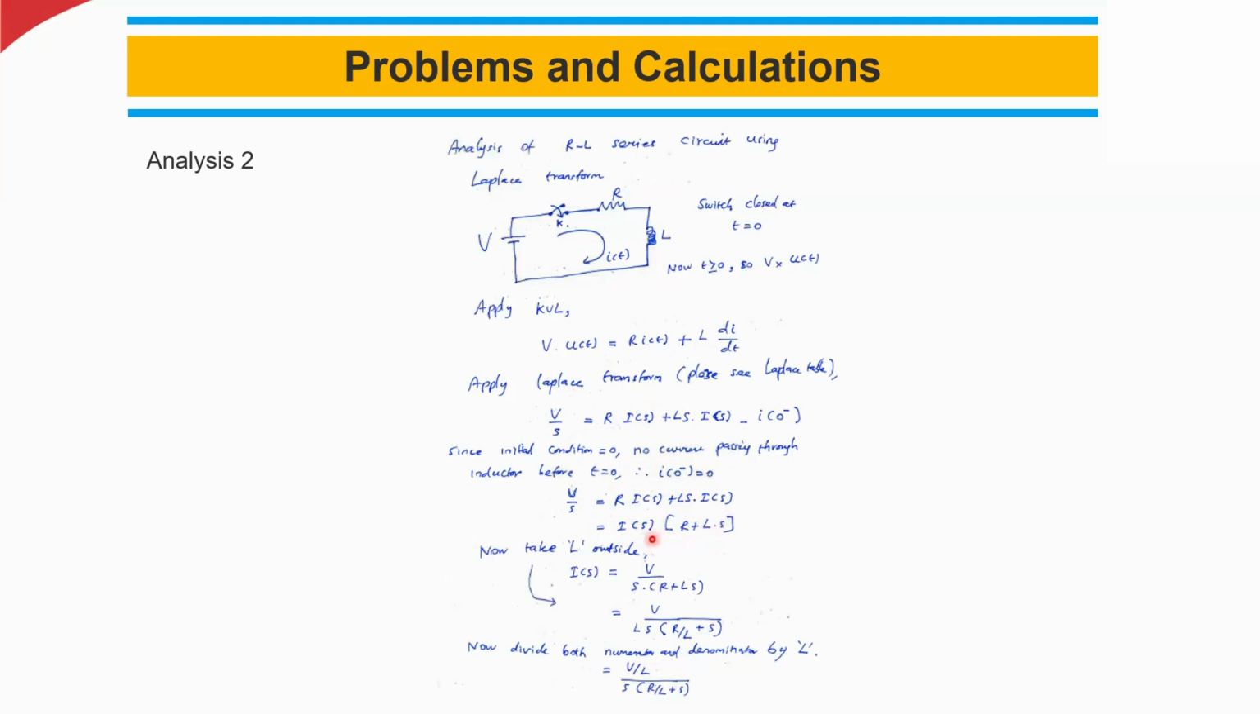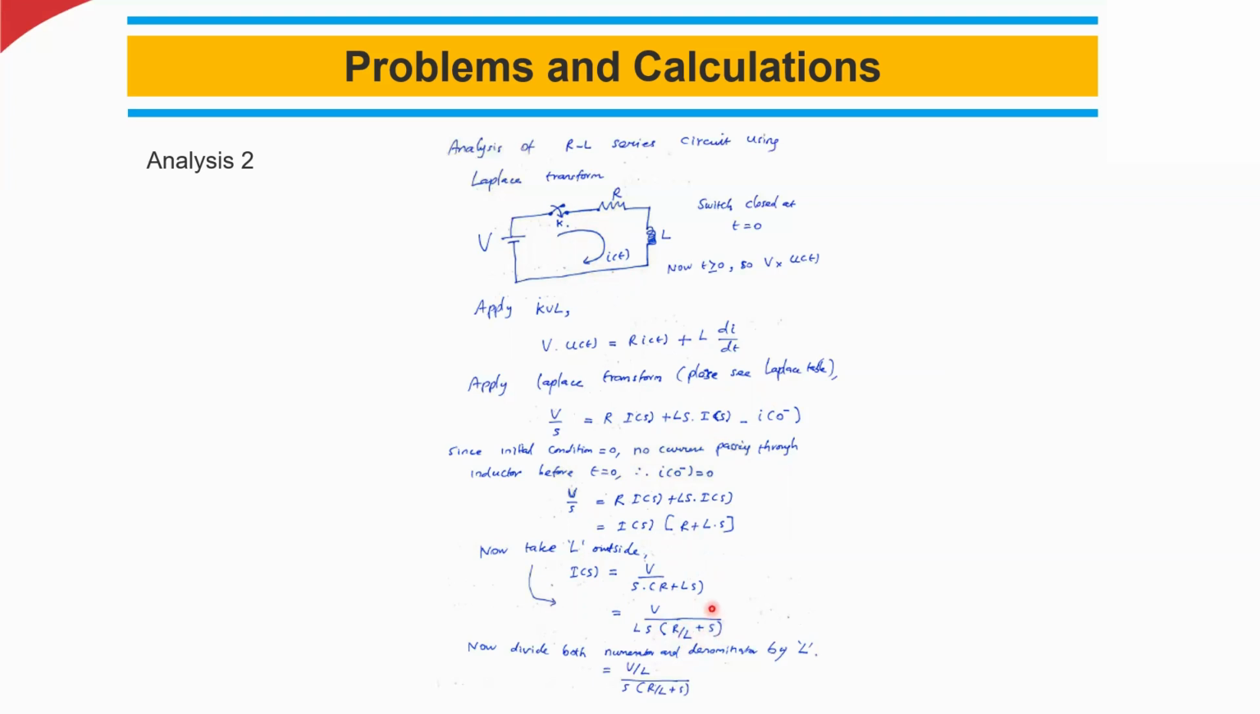I am always after the current I(S), because that is my goal in this circuit analysis: to find the current flowing in this loop. Capital I(S), because after we apply the Laplace transform we are in the S domain. I take this term to the right side, so I(S) equals V divided by S times (R plus Ls). Now I can simplify this equation further.